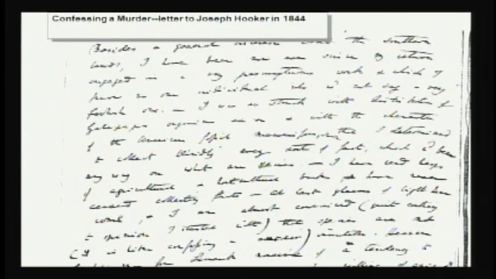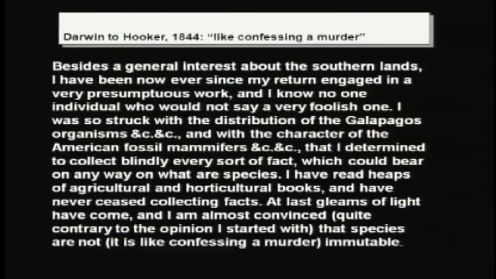And here in 1844, this is the famous "confessing the murder." I won't take you through the handwriting, but he starts now telling his friends, this is Joseph Hooker, the younger one, botanist at Kew: "Besides a general interest about the southern lands, I have been now, ever since my return, engaged in a very presumptuous work, and I know no one individual who would not say a very foolish one.